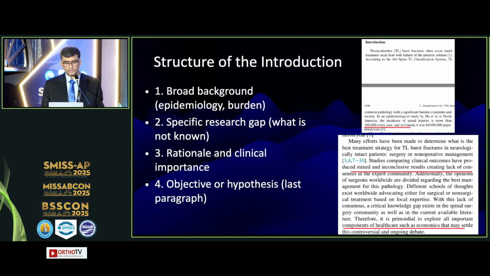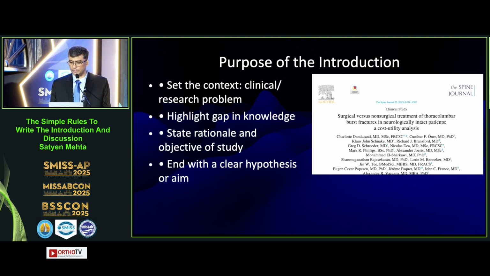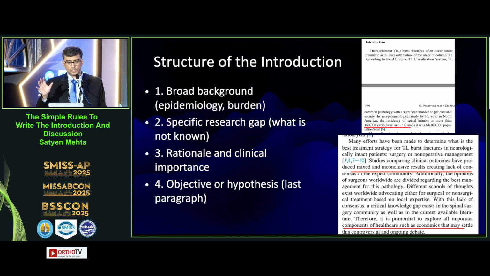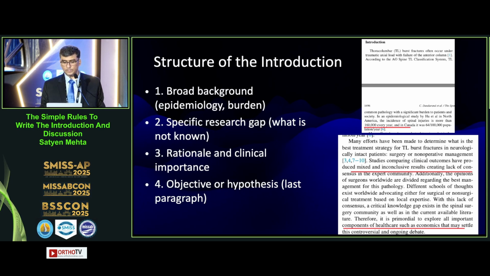This is a study which I just took out, which was in the Spine Journal by Dr. Vaccaro. He's talking about surgical versus non-surgical treatment of thoracolumbar burst fractures in neurologically intact patients. He has very specifically said that this is a cost-utility analysis only. The structure of the introduction starts with a broad background or the epidemiology of the study, what this is about. He's talking about how thoracolumbar fractures are present, how many of these they get, about 160,000 a year, etc. So this is just a broad background of the study.